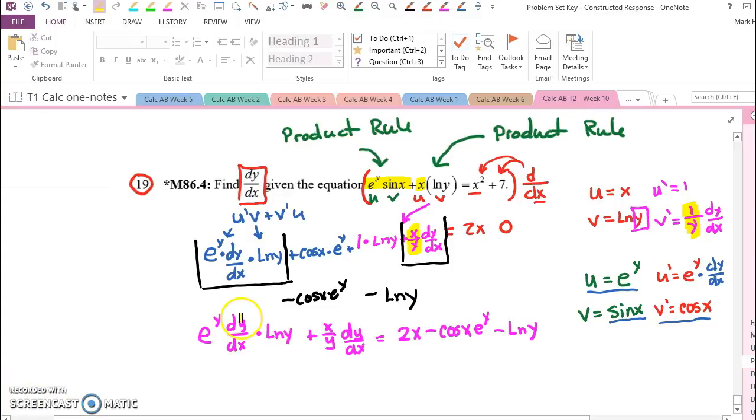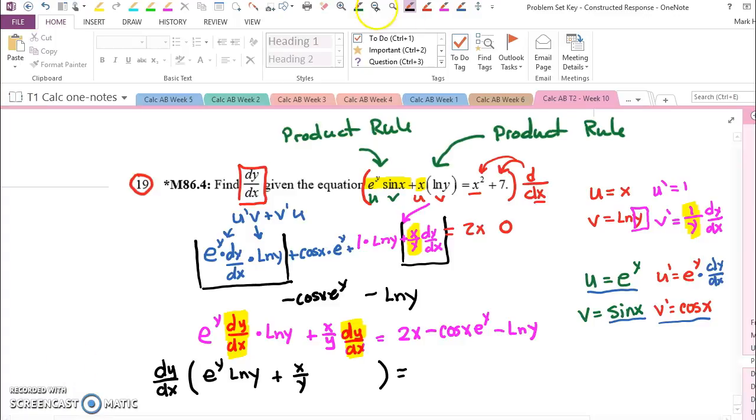You'll notice only terms with dy/dx in them show up on the left side. And since dy/dx is in both of these terms, I'm going to factor it out. dy/dx times everything that's left, e to the y ln y plus x over y. And that equals everything you see here. Now all we have to do is divide by what you see here, e to the y ln y plus x over y. And when I do, I get as follows.